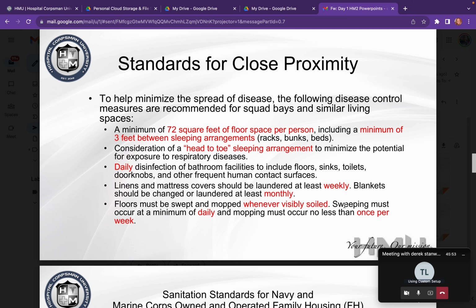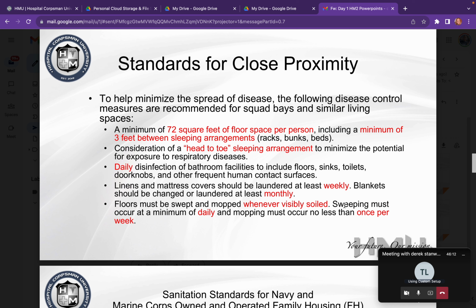Disinfection of bathroom facilities, and that's basically going to be any daily contact surfaces. So any knobs, you should be washing or cleaning every single day. I've never seen any of this on an exam before, but it might be, so that's why it's highlighted, right? The biggest takeaway from this one is going to be the distances. Biggest thing.